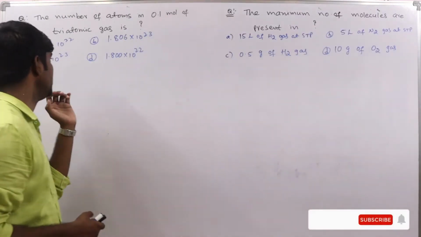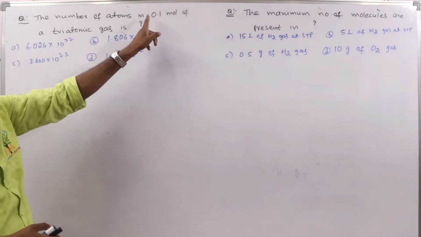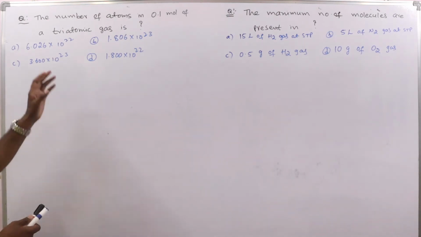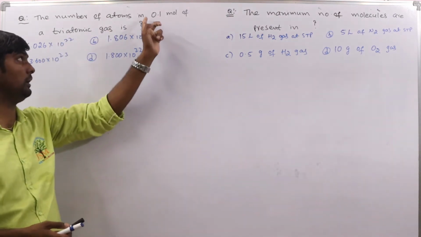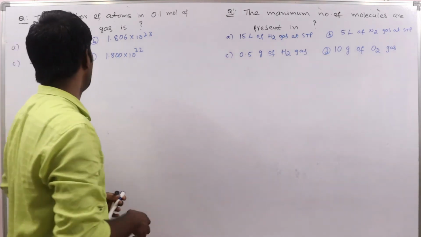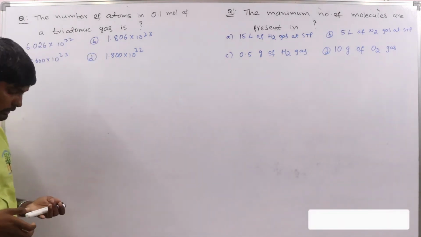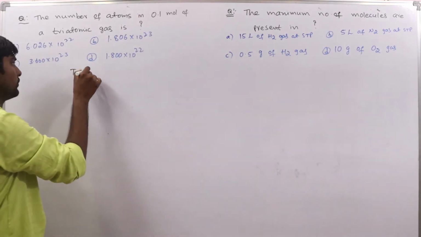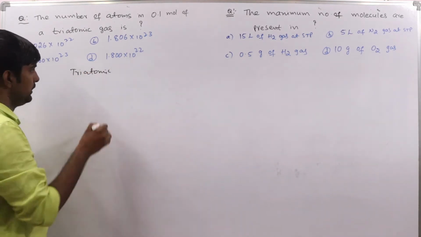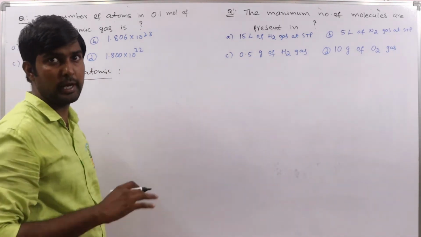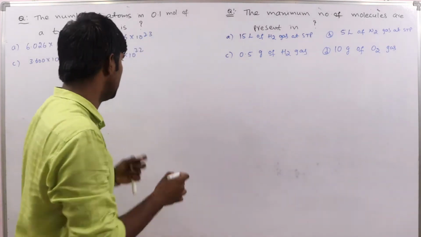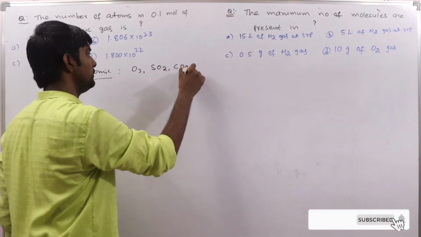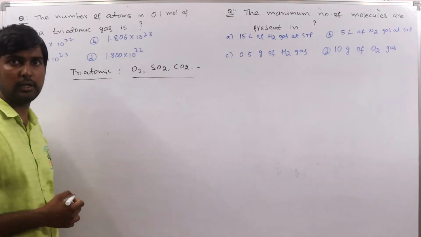Next problem, see here: the number of atoms in 0.1 mole of a triatomic gas is. So here a triatomic gas is given and it is 0.1 mole. So we have to identify how many atoms are there. Triatomic means any molecule which has 3 atoms, for example ozone, SO2, CO2, etc. These all are examples of triatomic gases.